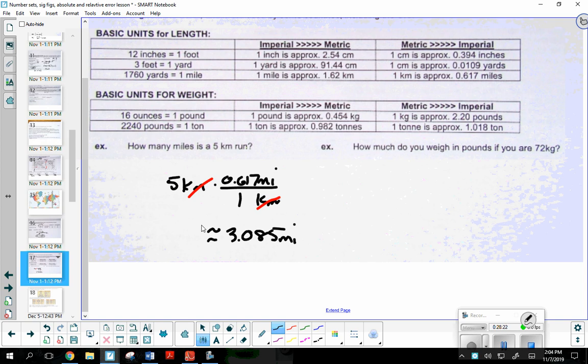How much do you weigh in pounds if you are 72 kilograms? Okay, anybody want to come on up and show me what this proportion would be? All we want are 2 ratios of kilograms to pounds, or you could even do pounds to kilograms if that's what you want.